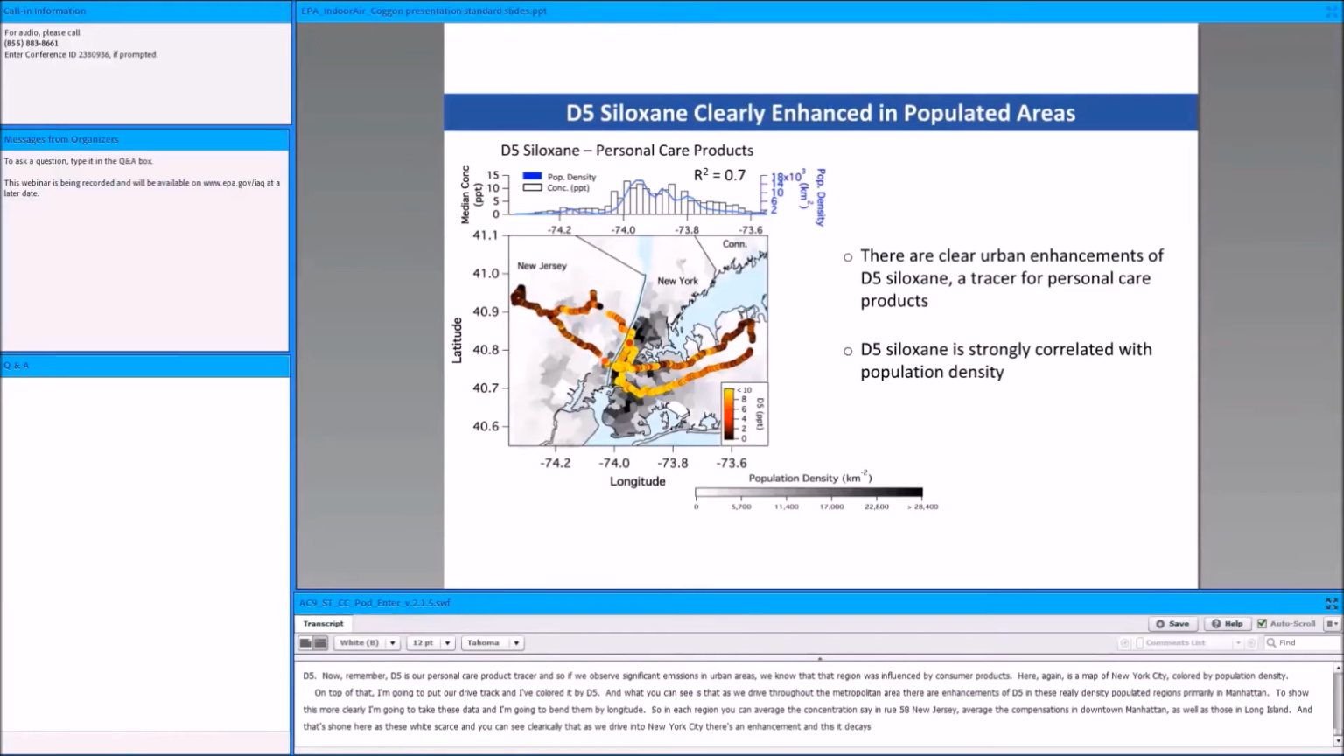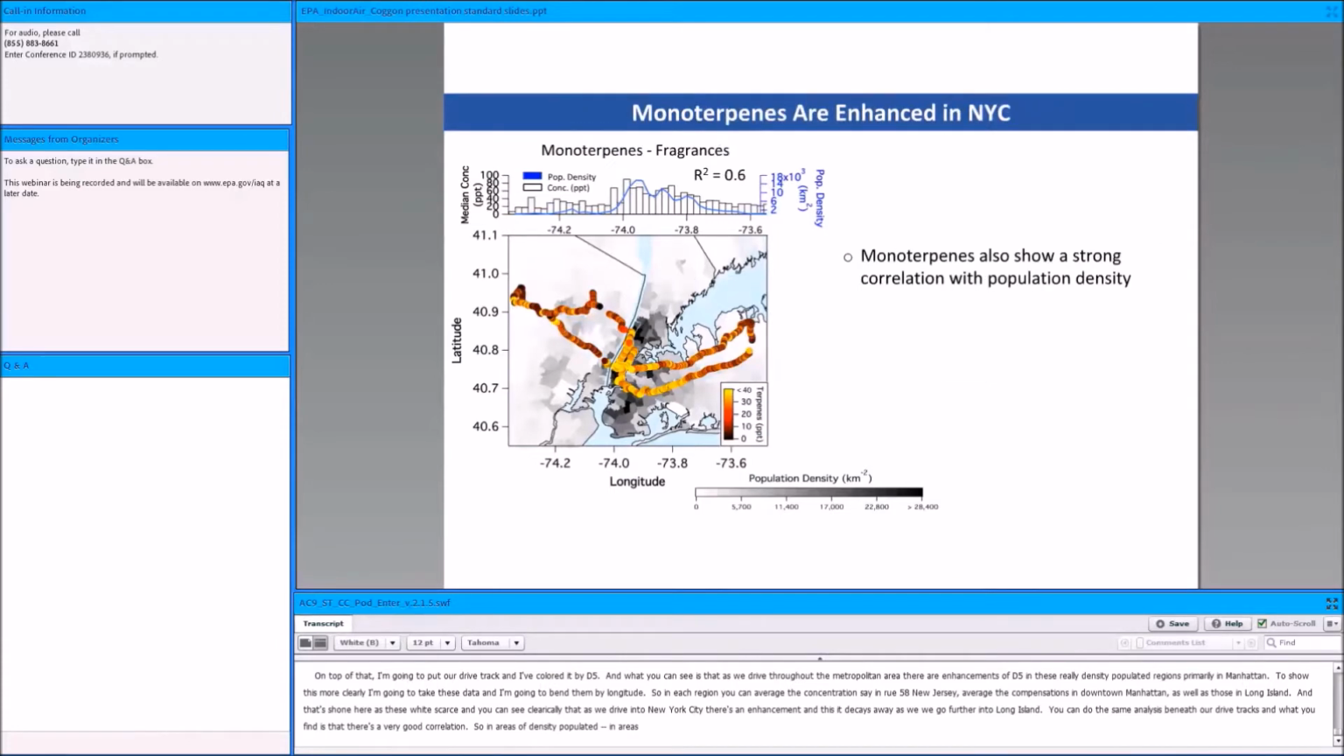You can do the same analysis with the population density data beneath our drive track. And what you find is that there's a very good correlation. So in areas of dense population, there are more D5-siloxane emissions. Let's do the same analysis, but now with monoterpenes. And you can see that there's a very similar enhancement.